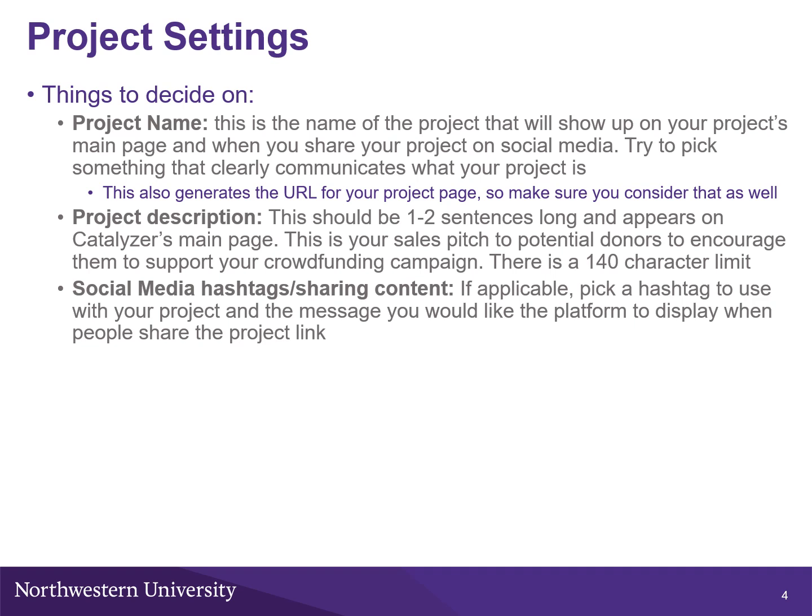It might be helpful to keep it shorter and more concise to make sure that it's more easily shareable on social media or wherever else you are sharing it. You'll also want to have your project description, and this will be 1 to 2 sentences long and appears on the main page. It serves as your sales pitch to potential donors and to encourage them to support your crowdfunding campaign. There is a 140 character limit, so you do want to be concise with this. And depending on your project and how you want to run your social media campaign, you want to decide if you want to have a hashtag or a specific language you want for when people share content from the platform.